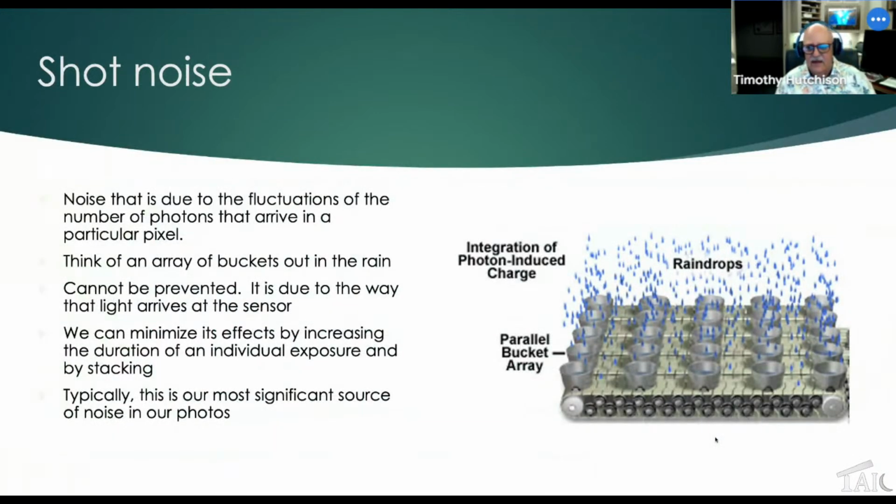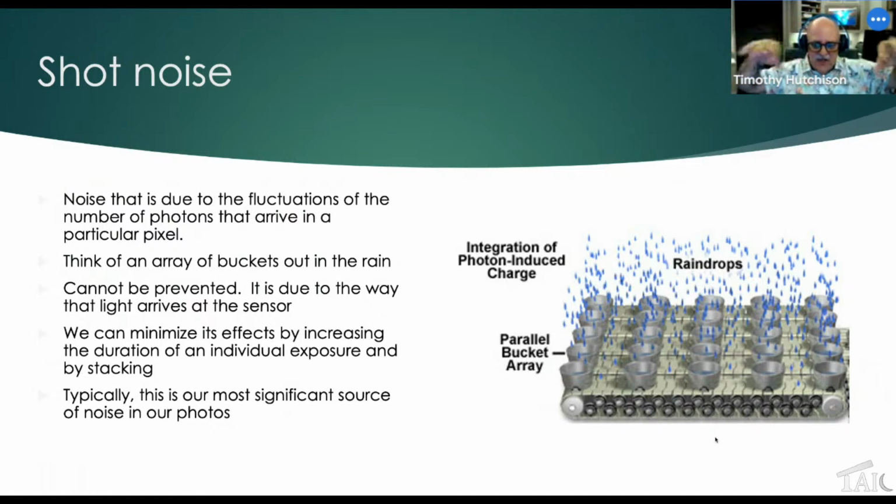The big guy is shot noise. And I think there's probably a lot of confusion out there on what shot noise really is. To me, it's best explained this way, and I've seen it explained this way in a bunch of different places on the internet. Think of an array of buckets out there on your sidewalk in a light rain. While this light rain is happening, this bucket might get 1 drip, and this bucket over here gets a drip, and then this one gets 2 drips, and this one gets a drip, and now this one gets another drip.